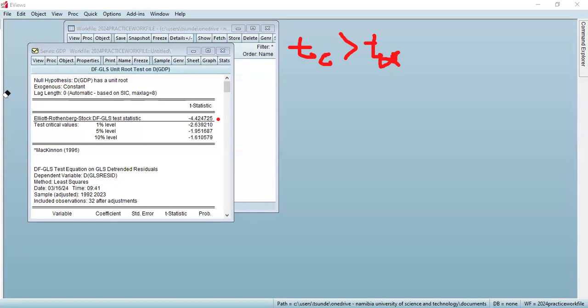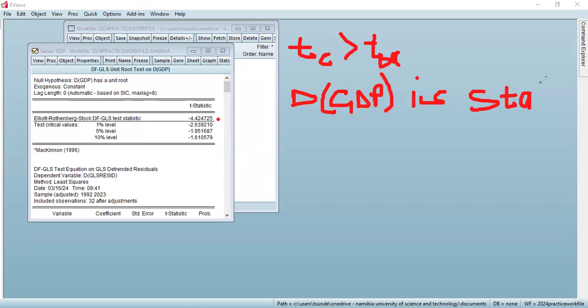So this is what we are saying. We are saying the first difference of GDP is stationary, because the calculated t-test is more negative than the critical values at the different levels of significance. I hope this is making it clearer. So the first difference of GDP is stationary. Now, what is our conclusion with the, okay?